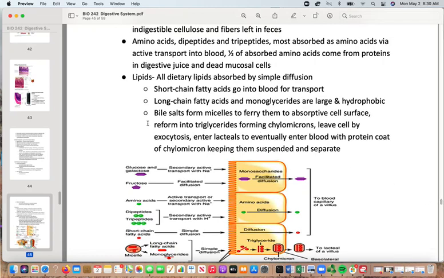The long-chain fatty acids and monoglycerides are going to be large and hydrophobic. And then the bile salts will help form micelles to ferry them to absorptive cell surfaces and reform triglycerides in the chylomicrons. So if they're bigger, they get modified a little bit. They're going to leave the cell by exocytosis and enter the lacteals. So they will eventually enter the blood with a protein coat of chylomicron to keep them suspended and separated.